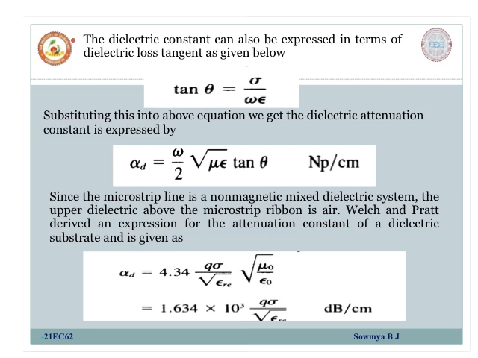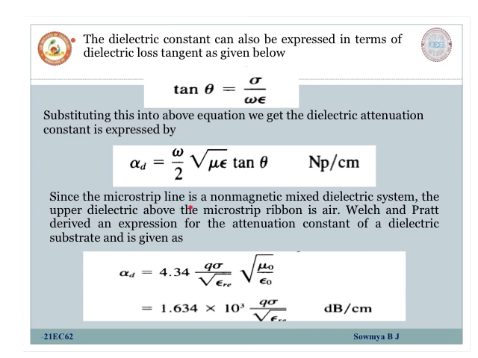Now, the dielectric constant can also be expressed in terms of the dielectric loss tangent, which is given by tan theta equal to rho divided by omega epsilon. Substituting this into the above equation, we get the dielectric attenuation constant as alpha d equal to omega by 2 square root of mu epsilon into tan theta Napiers per centimeter.